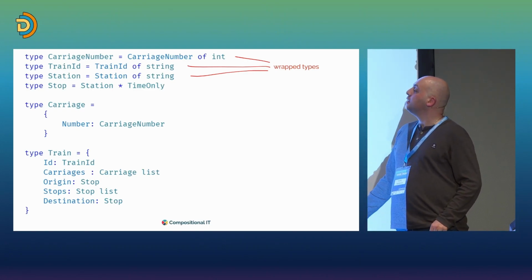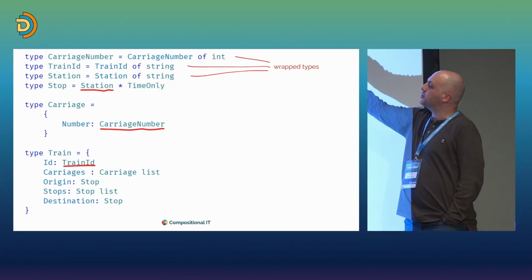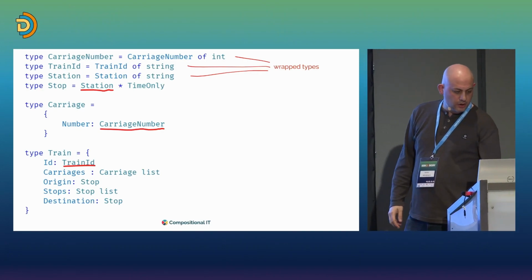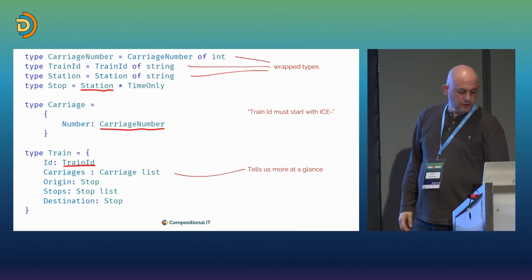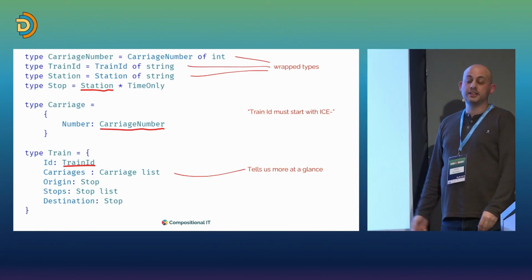Station is the same. And then essentially what we can do is replace everywhere we used those primitives before with these specific types that we've defined. And suddenly it becomes a bit more readable. So you can see more at a glance now what these things actually are. An ID is a train identifier.